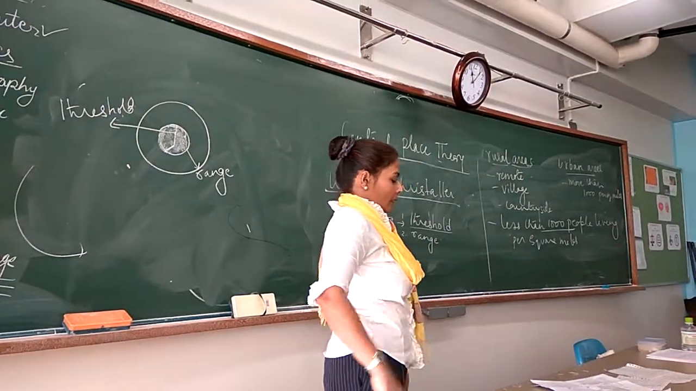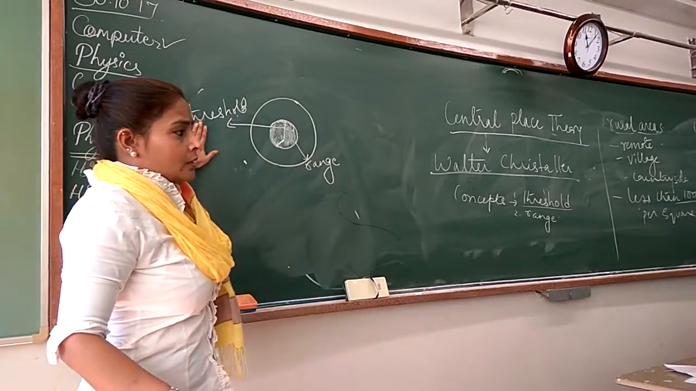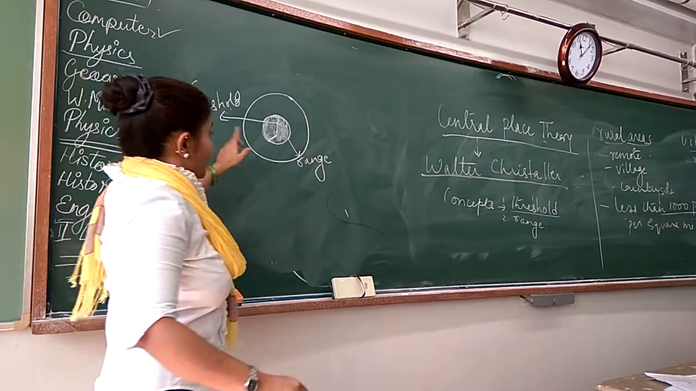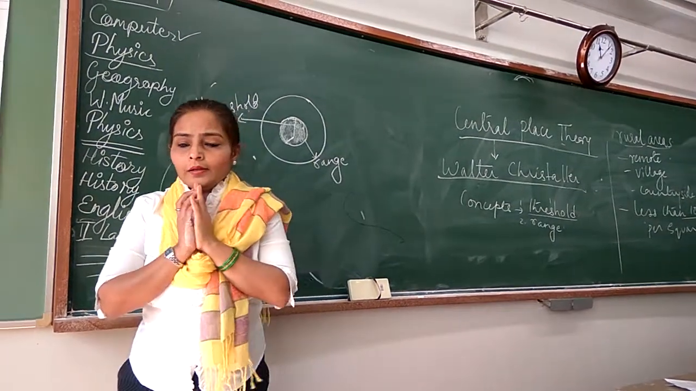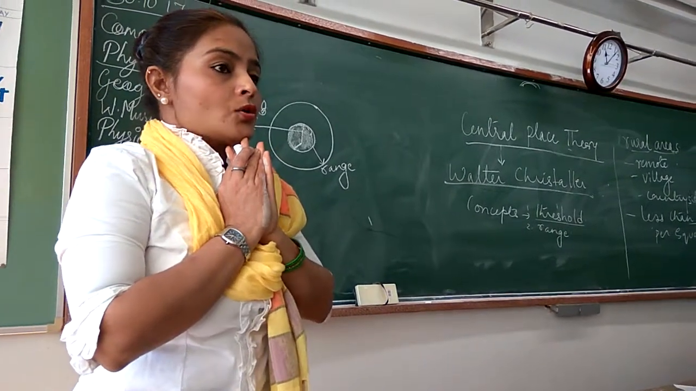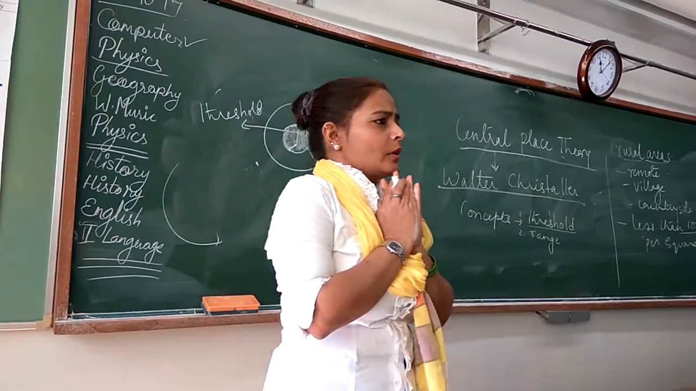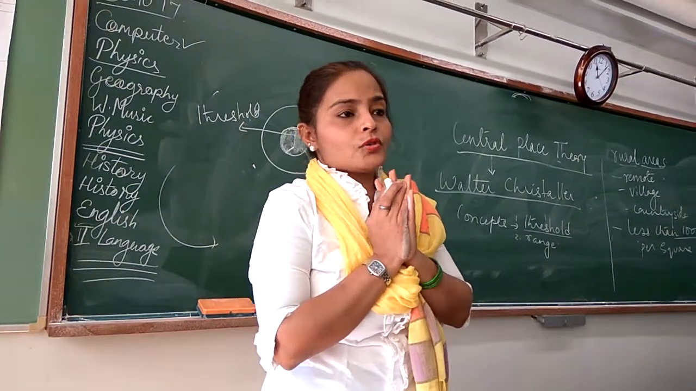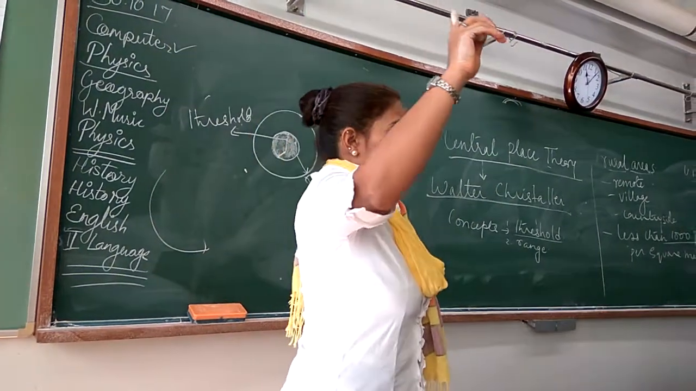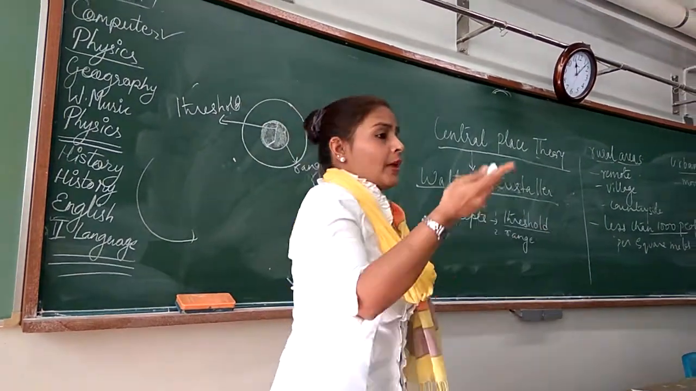Now, range. So the threshold is the number of people who are providing the goods and services. Now, suppose I need to go to a market. Let's talk about an example. I want to build my house. So what all things should I keep in my mind? Suppose I am planning to build a house.